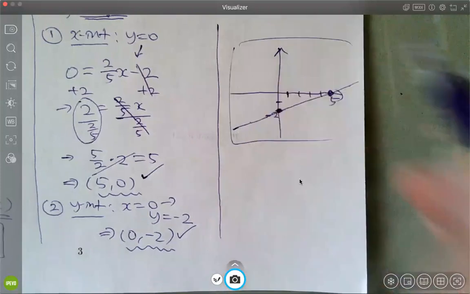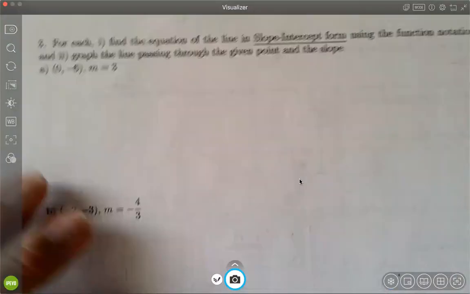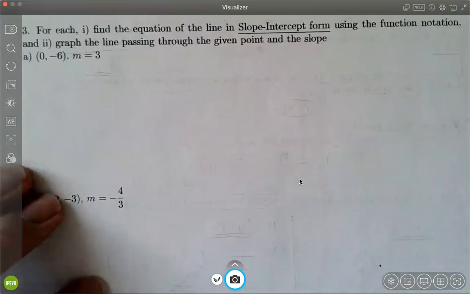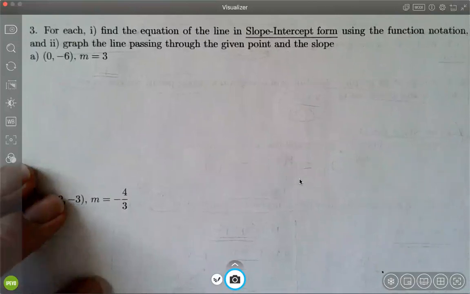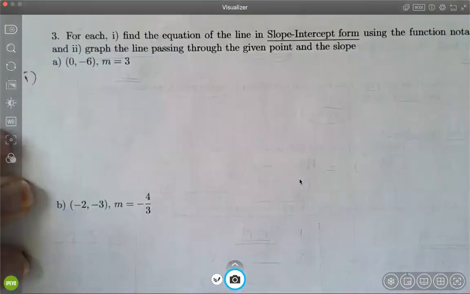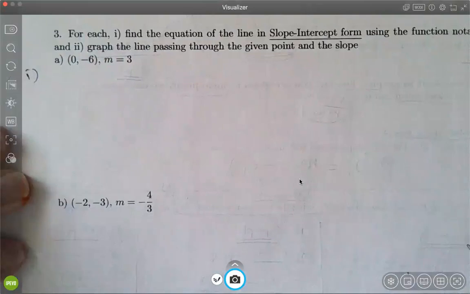Okay, so now, next page. So for each, find the equation of the line in slope-intercept form using the function notation and graph the line passing through the given point and the slope. Okay, now this problem looks really complicated, but actually it's not too terrible because there are only 2 parts. Number 1, you have to write an equation of the line, and then number 2, you have to graph it. Okay, so let's start with part 1. So find the equation in slope-intercept form.